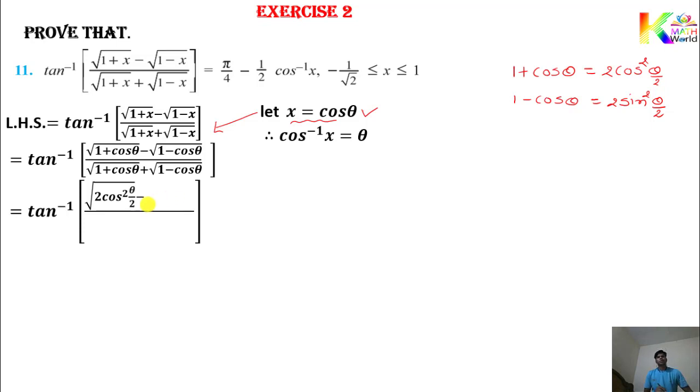So using both these formulas here, we get tan inverse of root of 2 cos square theta by 2 minus root of 2 sin square theta by 2 over root of 2 cos square theta by 2 plus root of 2 sin square theta by 2. Now you can see root 2 is common from numerator as well as denominator, so it cancels out directly. Moreover, root and square cancel out and you get only cos theta by 2. Here you can consider only the positive root, because due to this condition your root will always be positive.